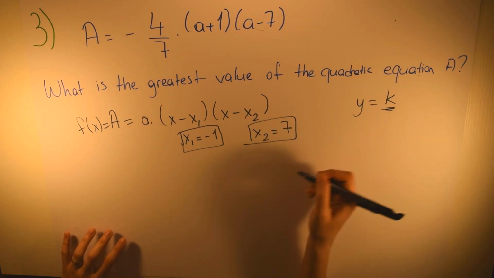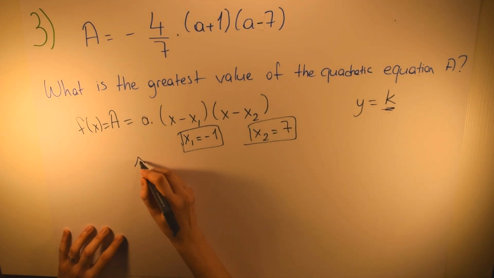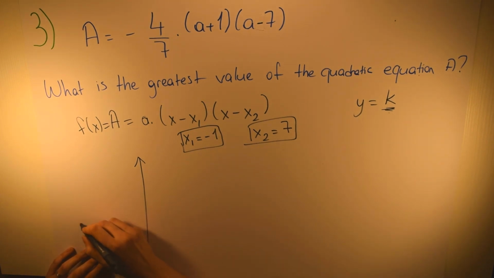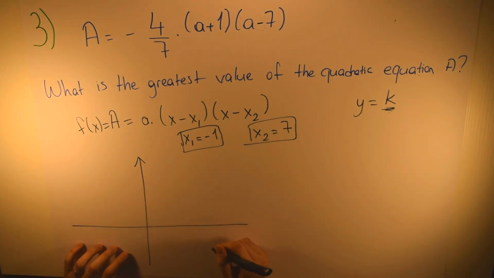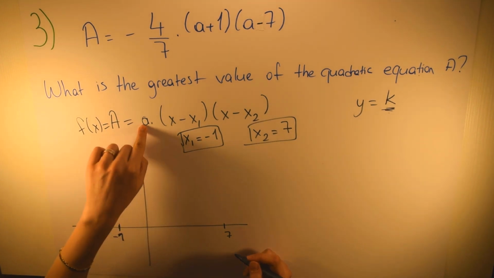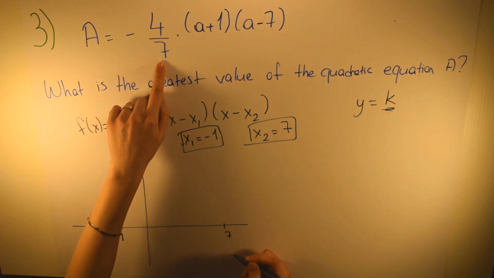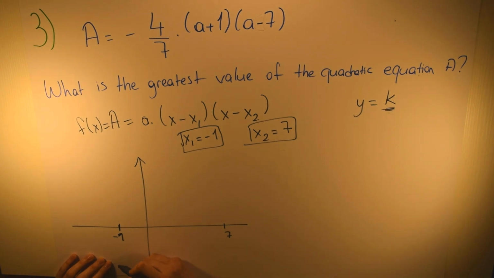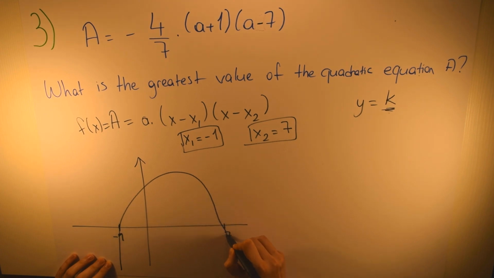In order to find that, first let's draw our graph so we will see it better. When we draw our graph like this, minus 1 is our first root, right? Here's minus 1, and 7 is our second root. So here our value of a is equal to minus 4 over 7, which means our parabola will be like this, something like this. And here we have to find the value of h.